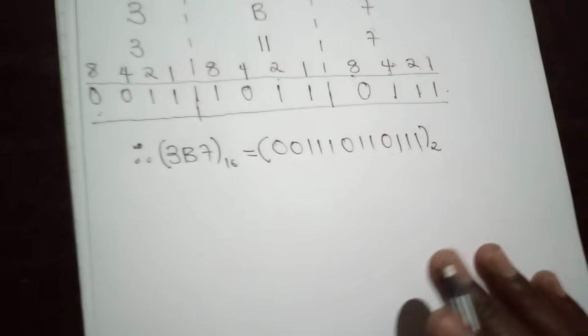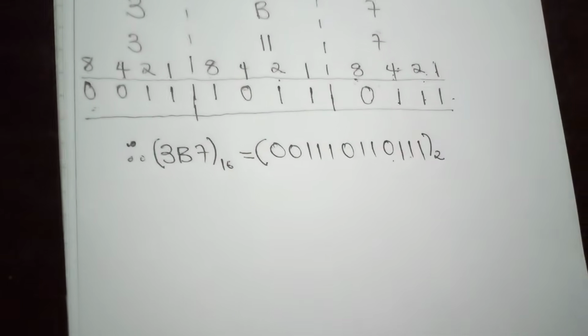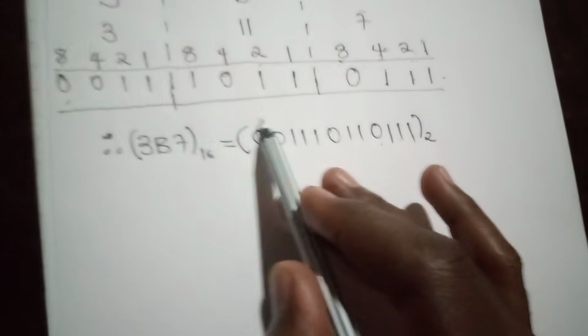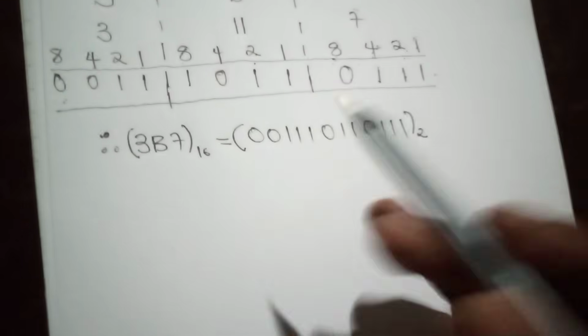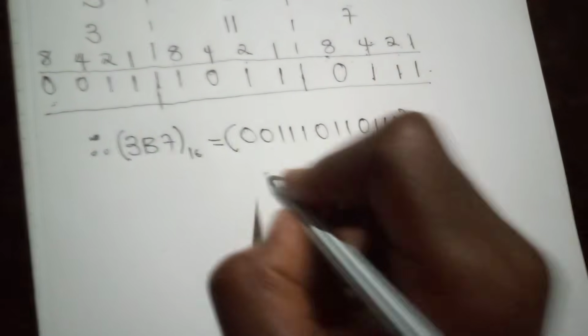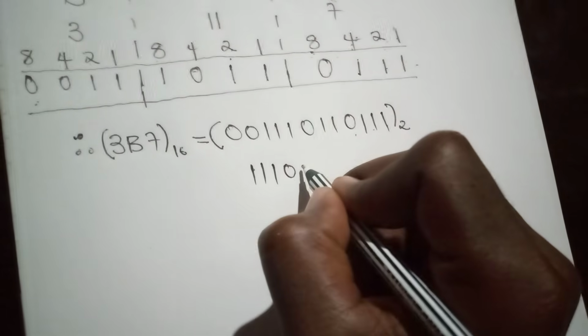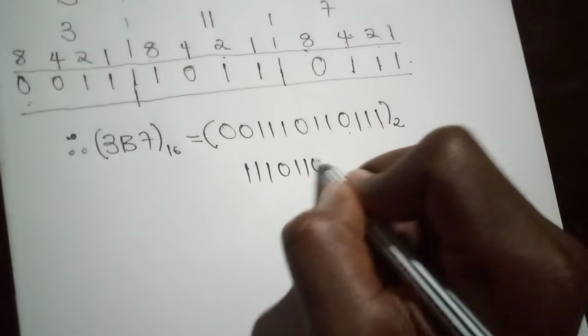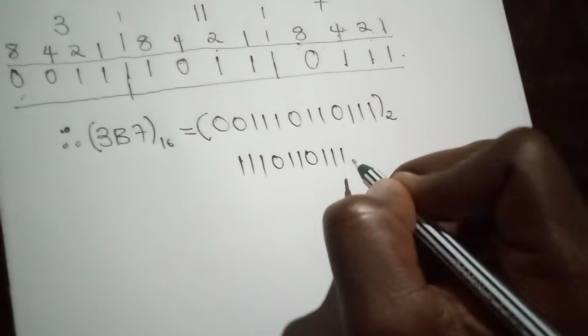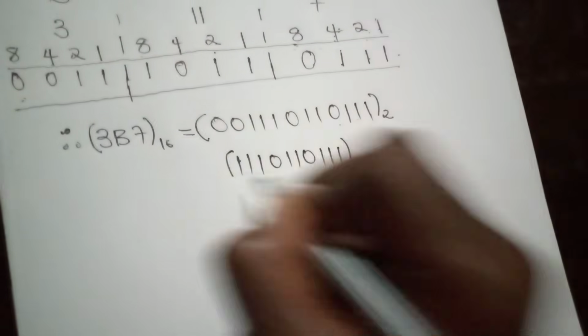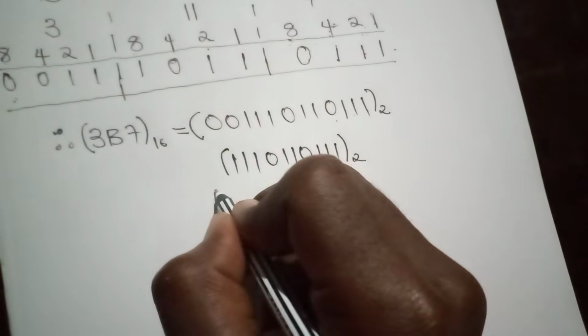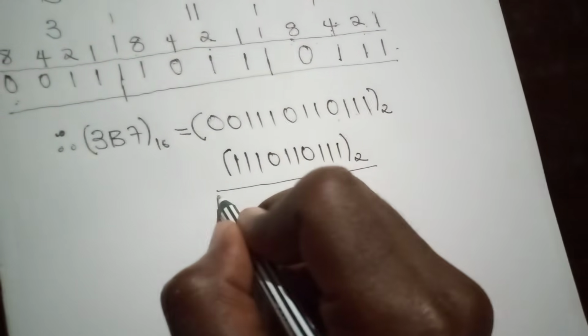In base 2. But most of the lecturers prefer you drop out these two 0s because they change nothing. So you're going to simply say 1 1 1 0 1 1 0 1 1 1 in base what? In base 2. So this is the required answer on question 1.